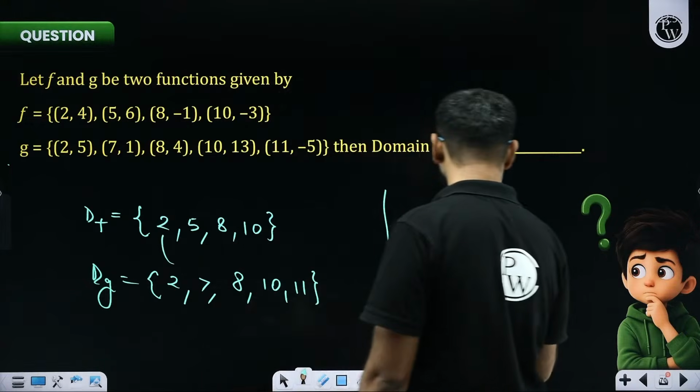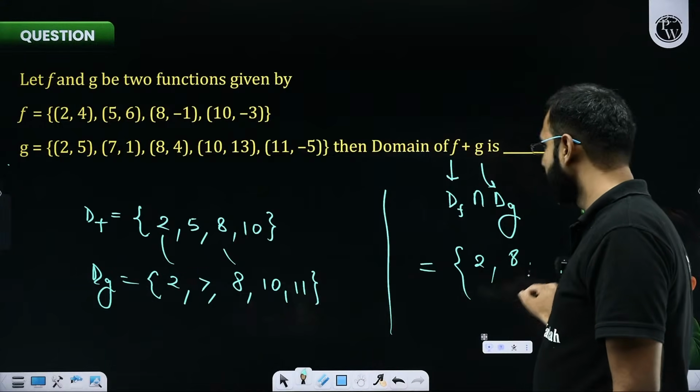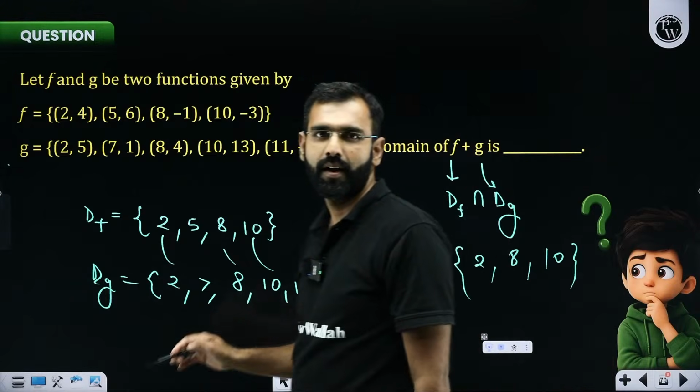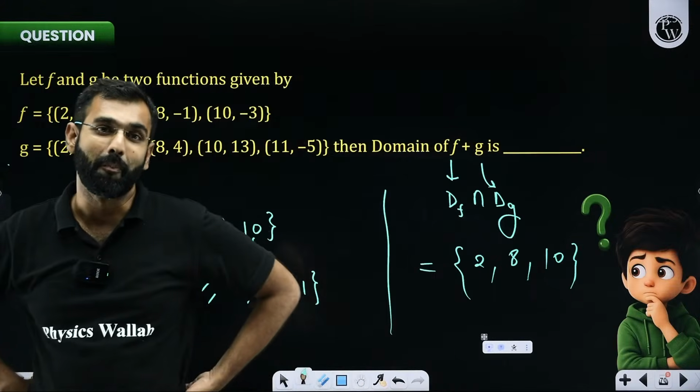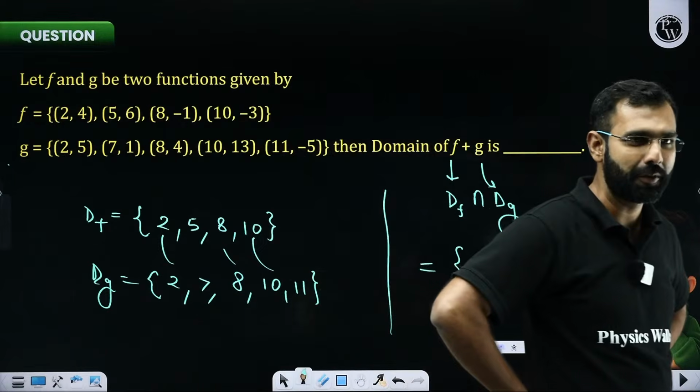I think 2. So first element 2. 7, 5, no. Next thing is 8. And next thing is 10. Yes or no? Everybody got it? 2, 8, 10. That's brilliant, Vijay. That's good, Sarthak. Amazing. Excellent. Very good. Keep it up.